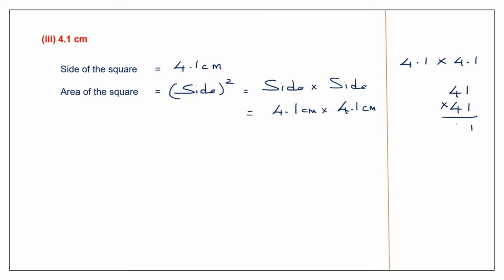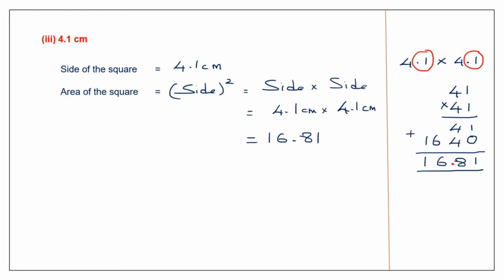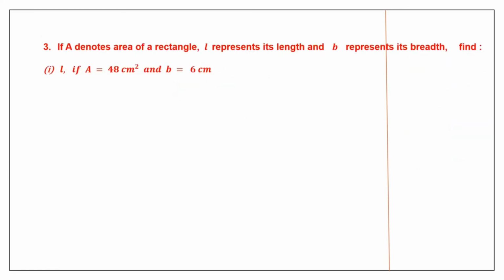1 one is 1, 1 four is 4. Second step, 4 ones are 4, 4 fours are 16, plus 1, 4 plus 4 is 8, 6 and 1. So 1681. Now when we go back to the question, we can see 1 plus 1, 2 decimal places. So our answer also should have 2 decimal places. So here we have 16.81, and this is the area, and the units used are centimeters. So the final answer is 16.81 centimeter square.